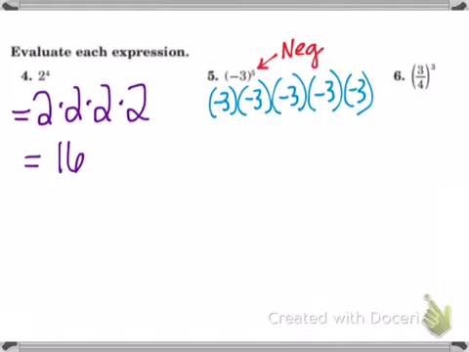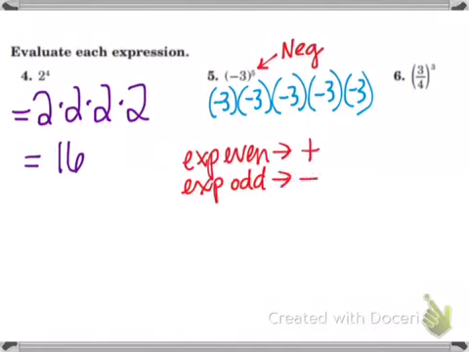If my exponent is even, then that tells me my sign is going to be positive. Okay, so you can make yourself a note of that. If the exponent is even, then my answer is going to be positive. If the exponent is odd, then my answer is going to be negative. And that's only when I'm dealing with a base that is negative.